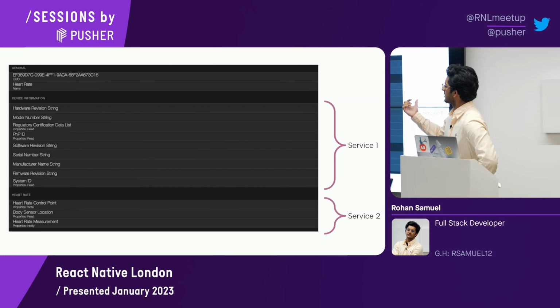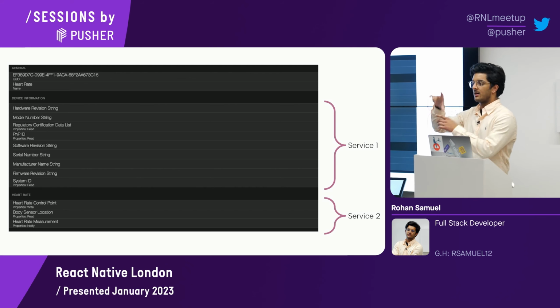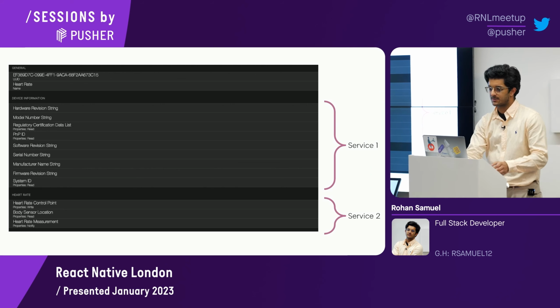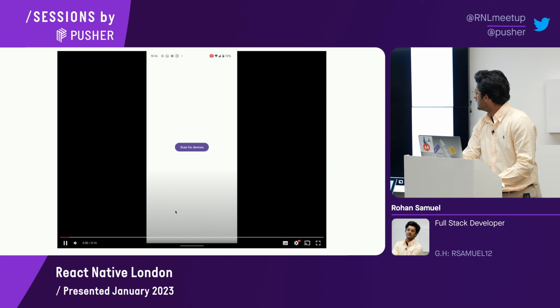So in the demo that I'll show you, we're accessing the model number string here, and we're outputting it on the screen where you connect to the device. Here, I'll show you the code, not the code, the video. We scan for devices. Oh, I'll skip this part.